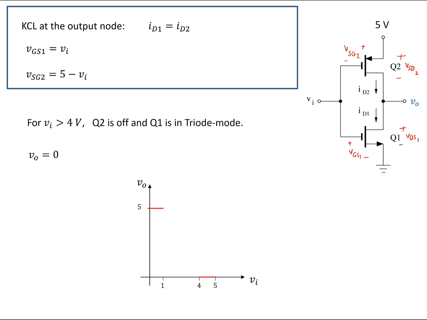For VI values greater than 4 volts, Q2 is going to be off and Q1 is in the triode region. And the value of Vout is equal to 0. So we are at this region. We completed one more part of this transfer function.